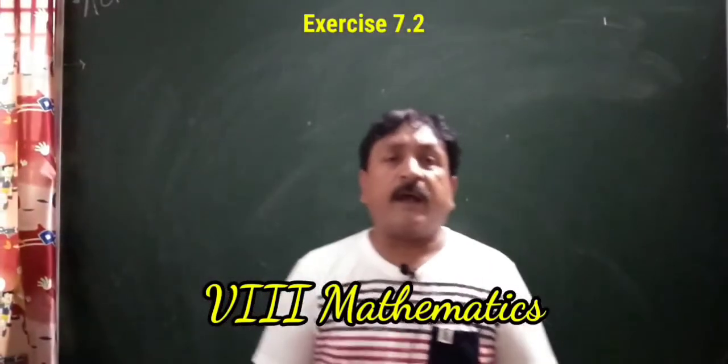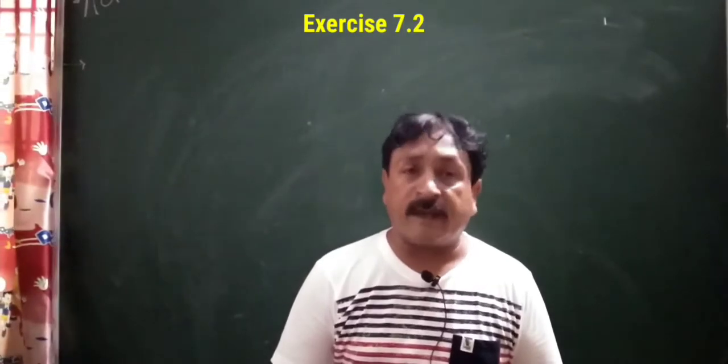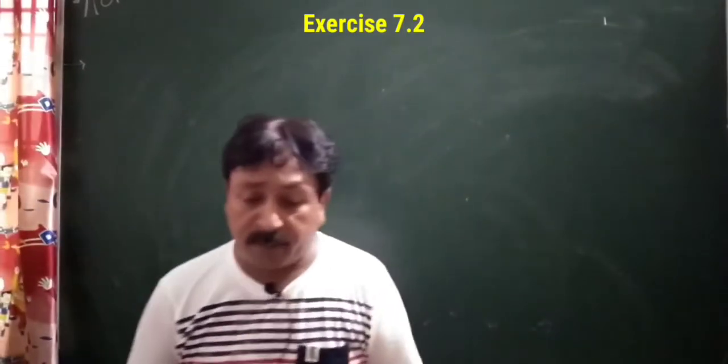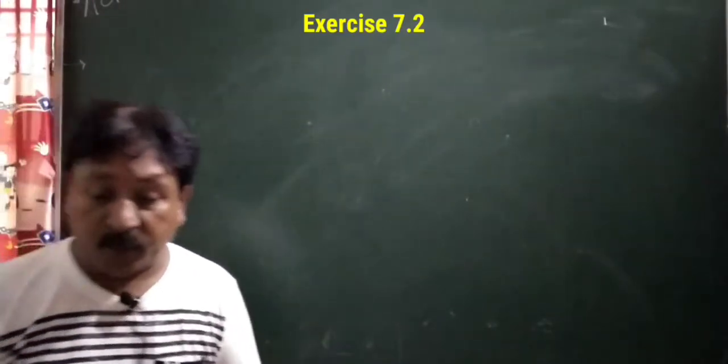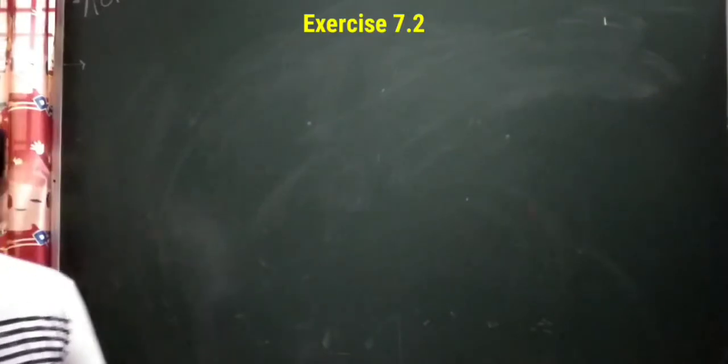Good morning students, class 8, and today we are going to solve the further questions of exercise 7.2. So see them in a very proper way. Just read question number 4 of exercise 7.2. Lata's mother is 4 times as old as Lata. After 5 years, her mother will be 3 times as old as she will be. Then find their present ages.